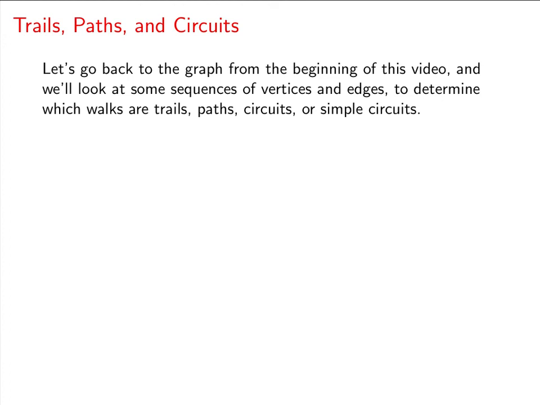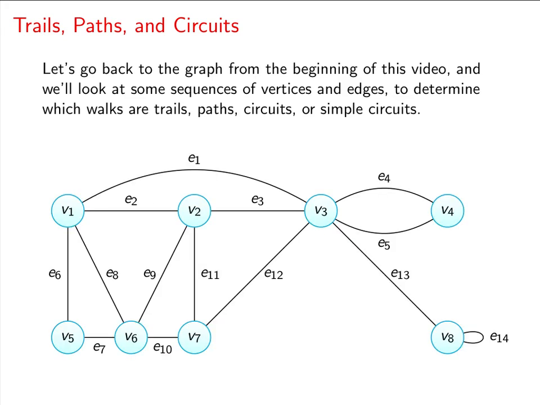Now go back to the graph that I presented at the beginning of this video, and let's look at some sequences of vertices and edges. We'll try to determine which are trails, paths, circuits, or simple circuits. And they can be some combination of these. Okay, so remember that this was the graph that I presented at the beginning, so we're going to use this one. You may want to draw a picture of this for reference as we go through this.